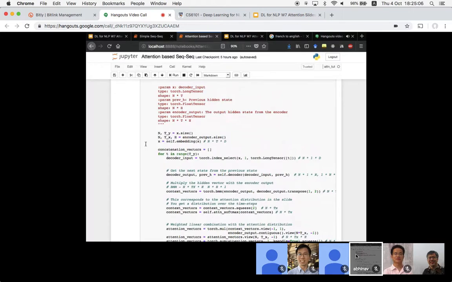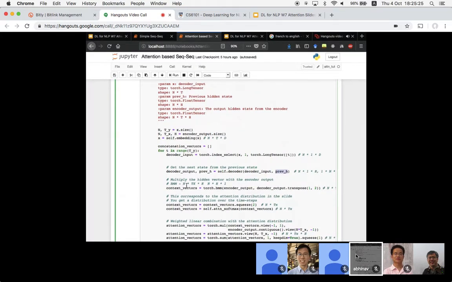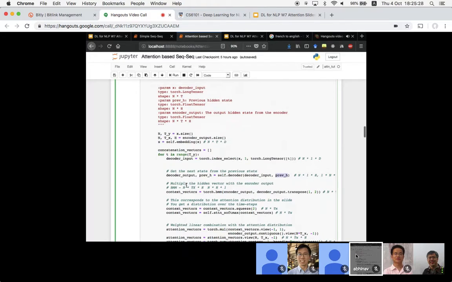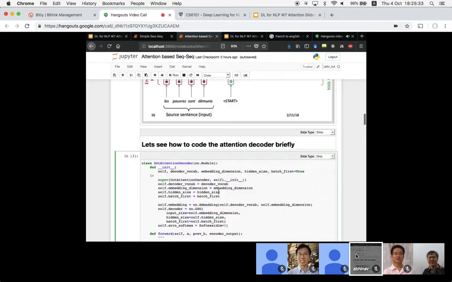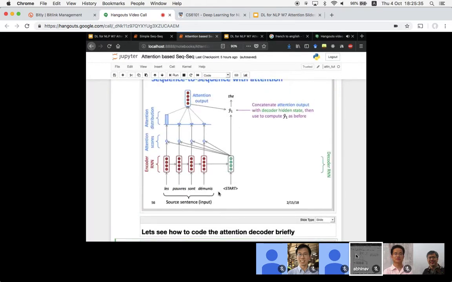Let me not go through everything. I've written all the dimensions here, so it becomes apparent what you're doing. So get the next state from the previous state. This is the same as passing through the decoder the decoder input and the previous hidden state that you have, and then multiply the hidden vector with the encoder output. Don't worry about all the functions. Once you go through it, then it becomes easier. This exactly is done in one step in PyTorch. All this is done in one step.